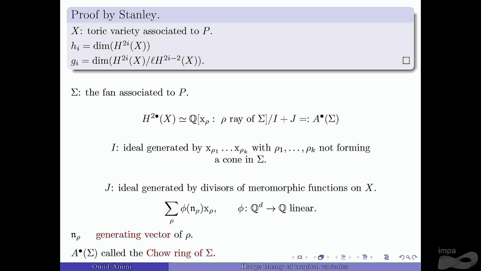If you start with any fan, which is not necessarily a fan associated to a polytope, you can define the same algebra. You look at the fan; it's a collection of cones, nicely arranged. And then you can define the polynomial ring generated by variables associated to the rays with these two types of relations. Combinatorial Hodge theory is about the description of fans for which you can develop a Hodge theory. So it's a generalization.